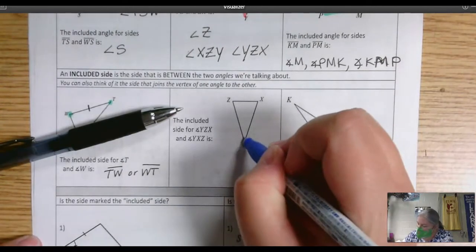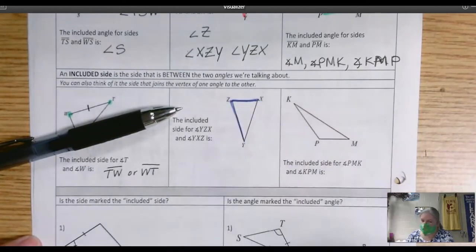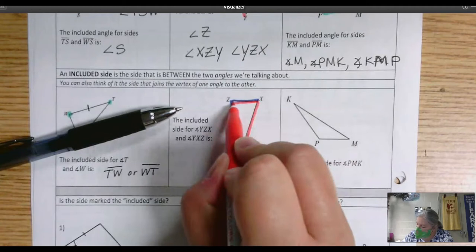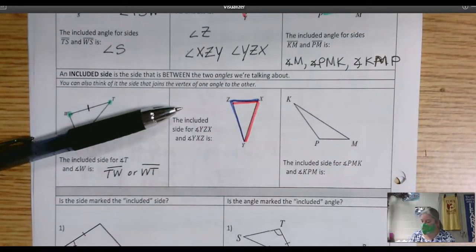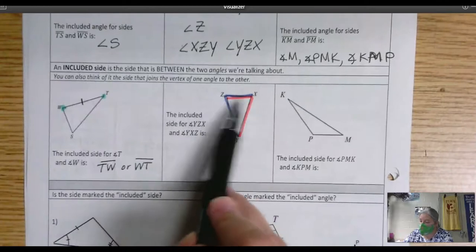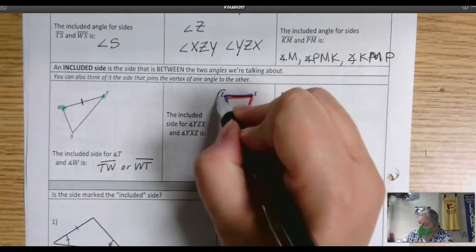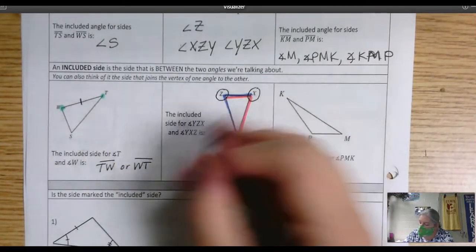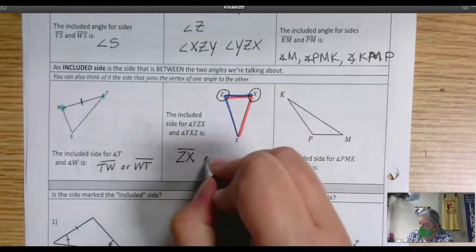YZX. Okay, that's the first angle. The next angle is YXZ. Which side did I trace both times? That's my included side. So that's another way you can think of it: if you look at the two sides of each angle, one of the two sides for both of those two angles is going to overlap. It's right here. Or again, we can say, here's the vertex of one angle, here's the vertex of the other angle. The side that joins them is my included side. So it's ZX or XZ.